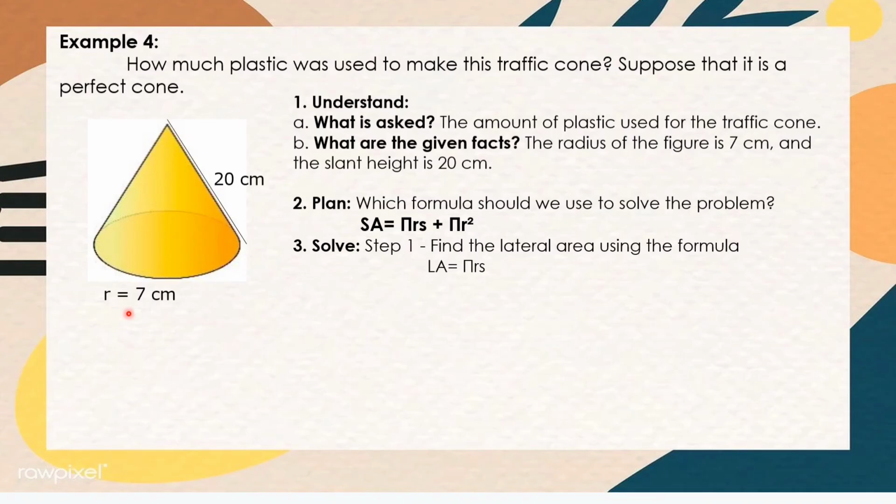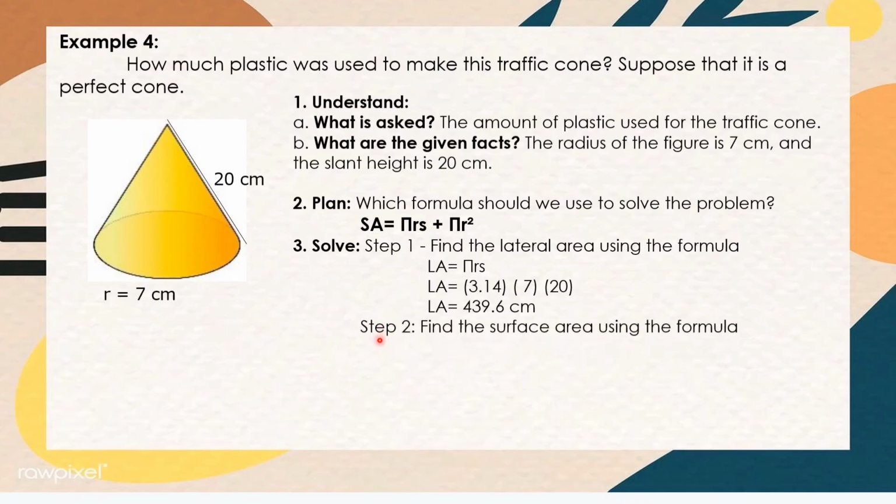The radius here is 7, so we have 3.14 times 7 times 20. So the answer will be 439.6 square centimeters. Let's take step 2. Find the surface area using the formula. Surface area is equal to lateral area plus the base. The base here is a circle, so we will apply the area of a circle, which is pi r squared. So we come up with pi r side plus pi r squared.